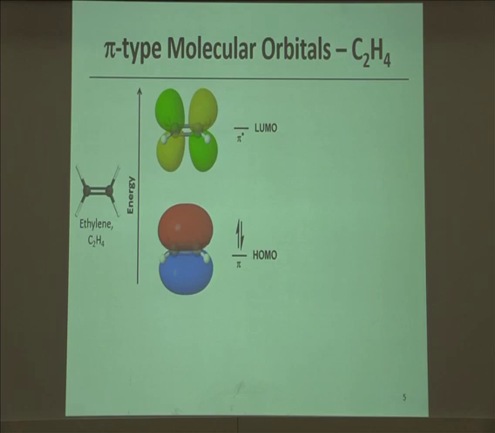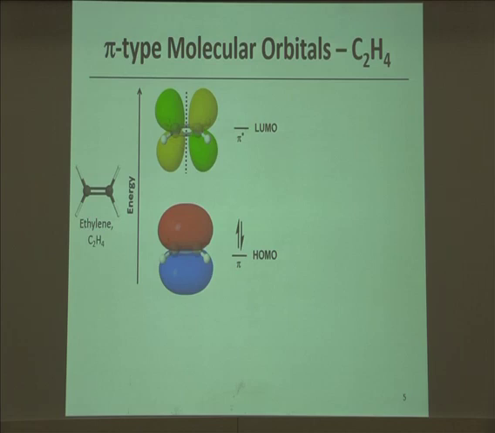And so I want to talk about the differences between pi and sigma type and start with a fairly simple example of ethylene, which has a carbon-carbon pi bond in addition to its carbon-carbon sigma bond. The sigma bond itself could be analyzed in just the same fashion as with ethane, with some minor differences in the types of orbitals involved. But this slide is going to focus on just the pi bond itself.